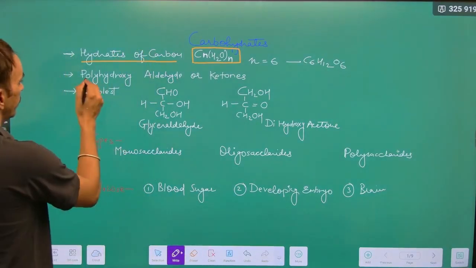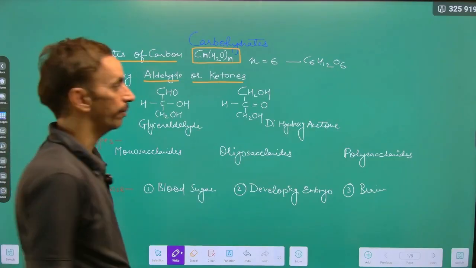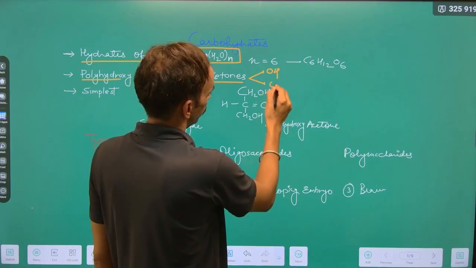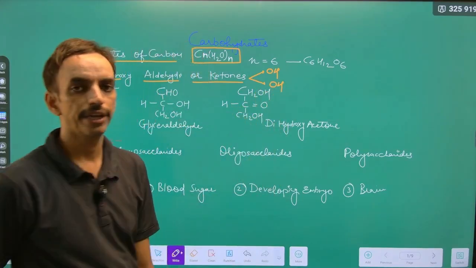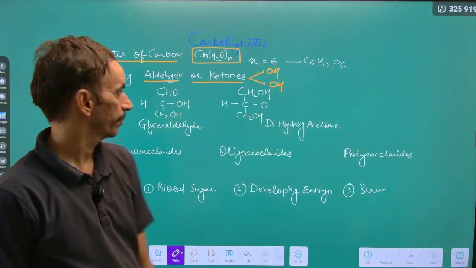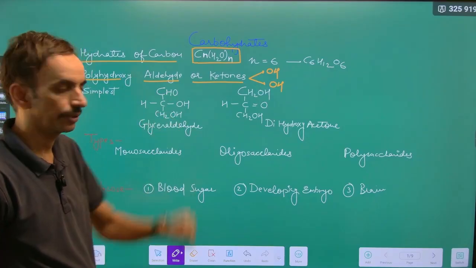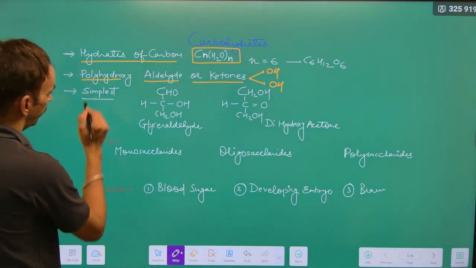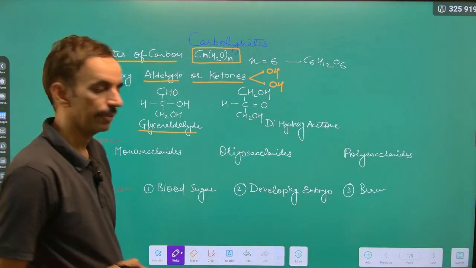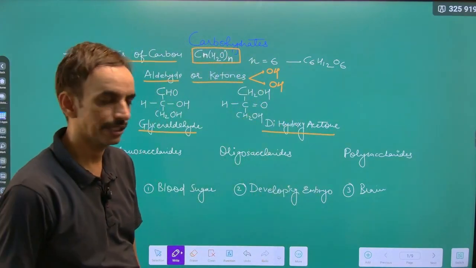The carbohydrates are polyhydroxy aldehydes or ketones. If a molecule has a single OH, it is monohydroxy. If it has two OH, it is dihydroxy. And if it has more than two hydroxyl groups, then it is called polyhydroxy. So the carbohydrates are polyhydroxy aldehydes or ketones. The simplest aldehydic carbohydrate is glyceraldehyde, while the simplest ketone carbohydrate is dihydroxyacetone.